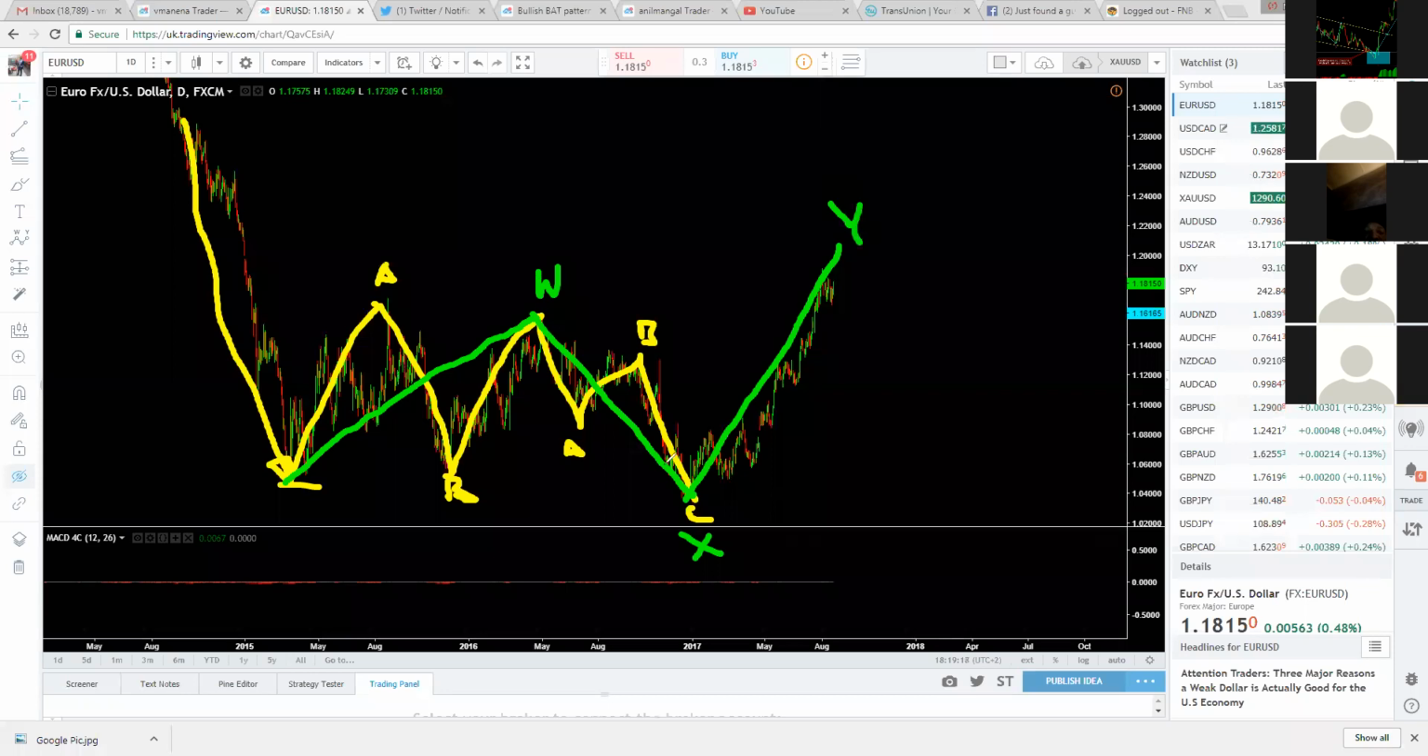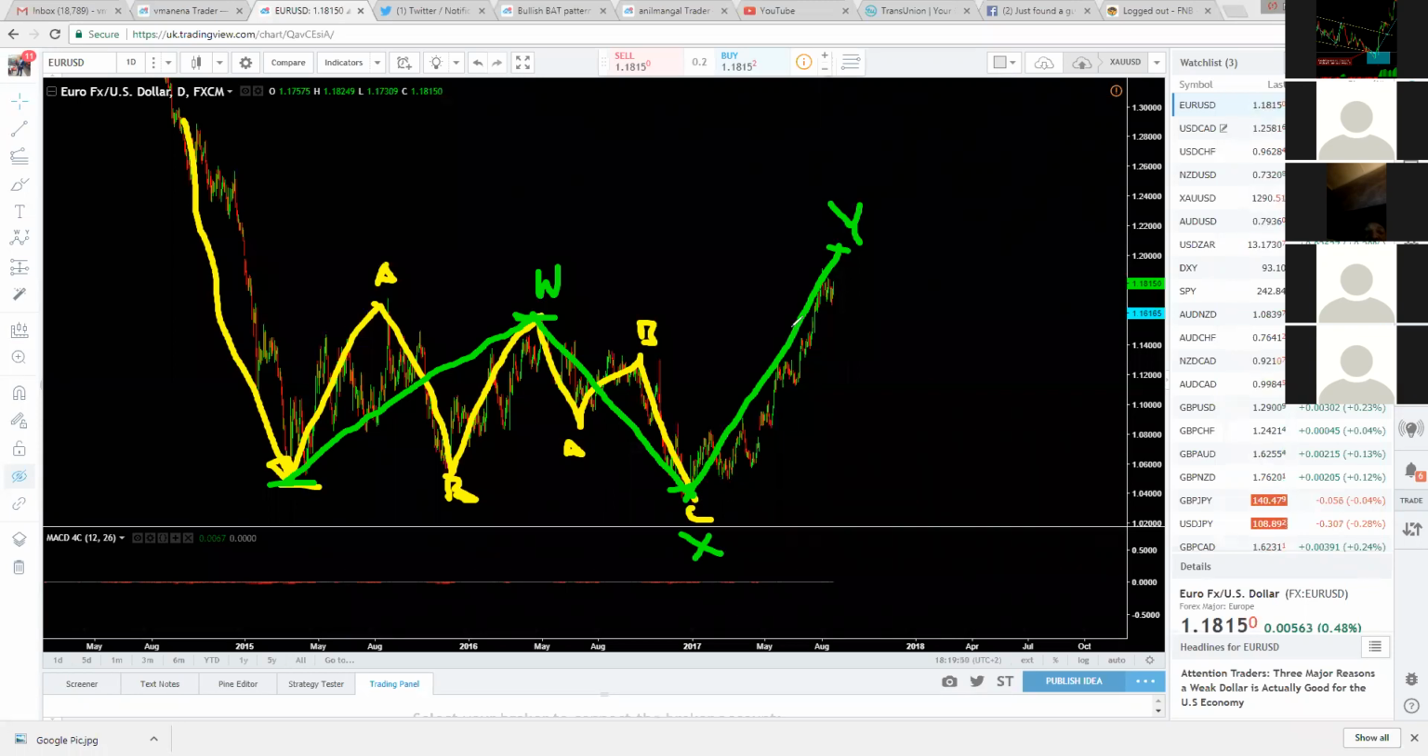And this WXY gives me a certain pattern. Those of you who have learned the patterns will know that this pattern breaks the extreme of this, the low of this impulse. It breaks it, and then it breaks this one. So that is an expanding flat. We know these flats are divided into 3 waves. On this W, we've got 1, 2, 3 waves. On this X, we've got 1, 2, 3 waves. And then Y can be 3 or 5 waves.